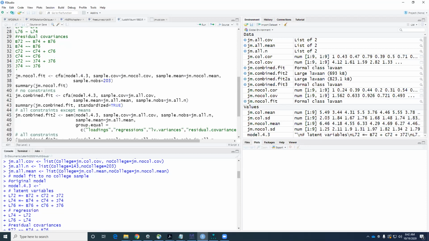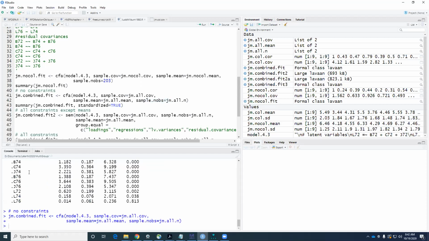And if you're going to fit invariance models, we'll have to run them in sequence. So in order to run our unconstrained model, I'm going to put in all of the covariances, all of the means, and all of the sample observations that I put in above. And that fits my configural model. I can take a look at that.